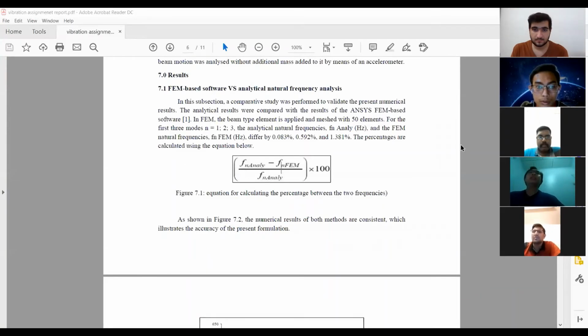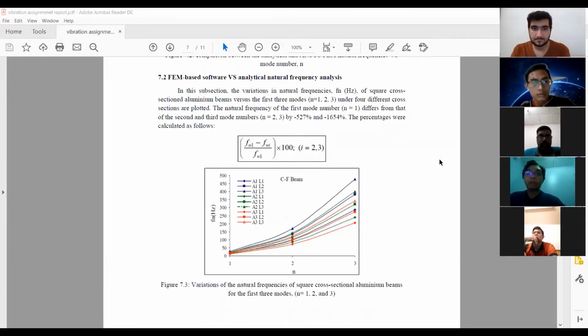The results we've obtained can be split into two halves. Firstly is the FEM-based software, that is ANSYS. I believe it's release 14, and the other is the analytical natural frequency analysis, which is done using the numerical method as stated previously in the background. Now moving on to the FEM-based software versus analytical natural frequency analysis.